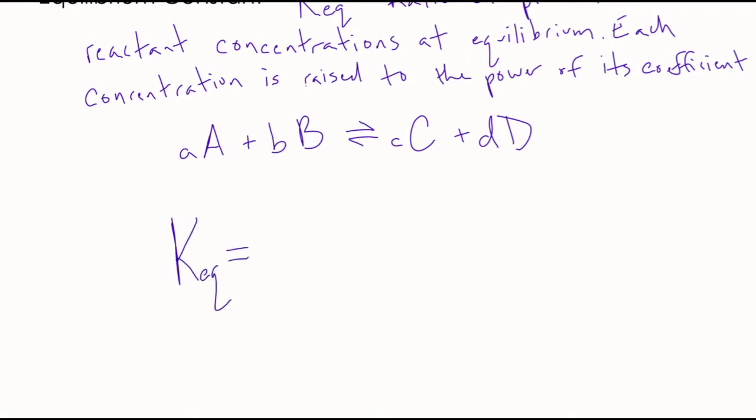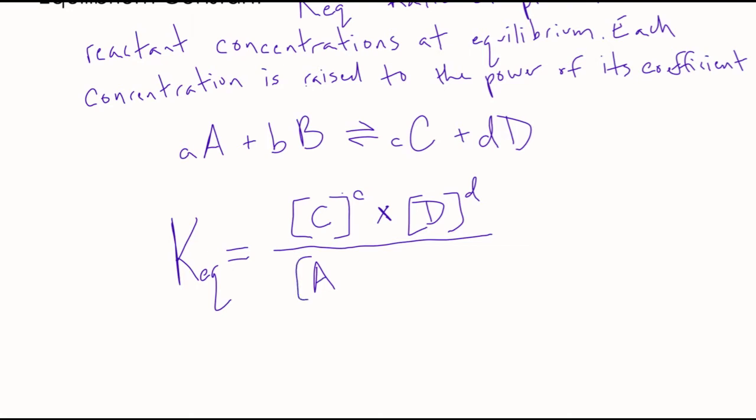So the equilibrium constant is equal to the concentration of the products. In this case, we have C. The brackets mean concentration, to the power of c, multiplied by the concentration of D to the power of d. And that's all going to be over the concentration of A to the power of a times the concentration of B to the power of b.